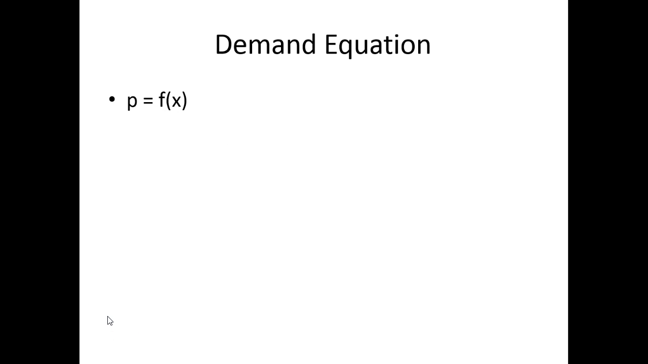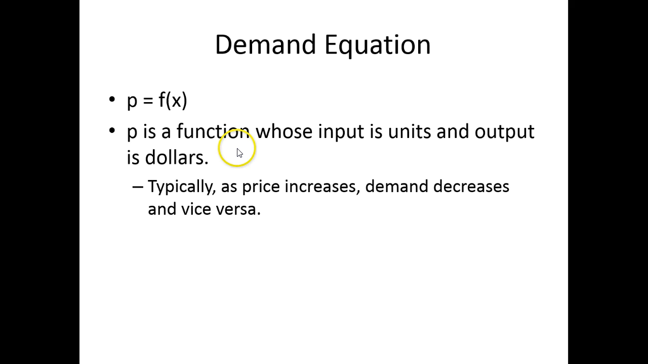Let's get into a few more things dealing with business equations. We have something called our demand equation, which is little p equals f of x. This is what's going to give us the price at which we're going to set things. Now typically, as price increases, demand decreases and vice versa. This price function is a little bit different though, because this price function is going to be input of units and output of dollars.